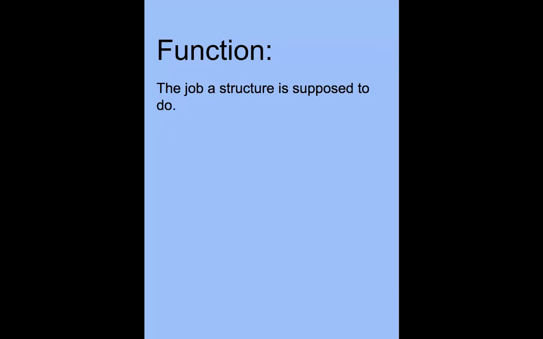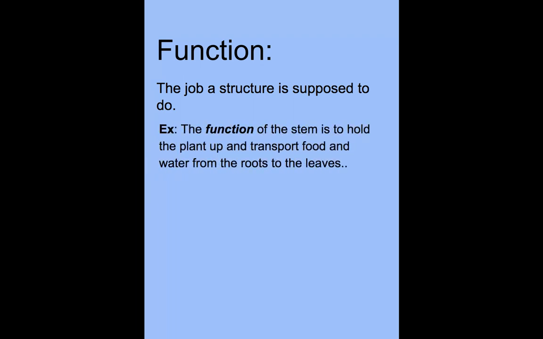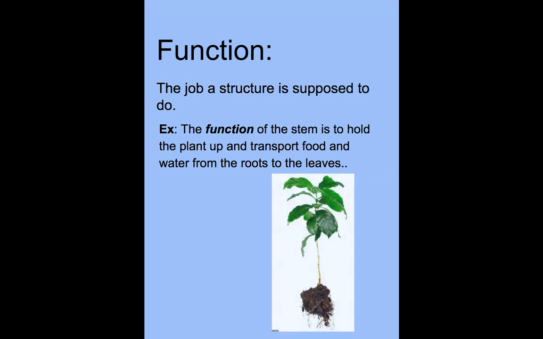Now the function. So the function is what the job of that structure is. So what the structure is supposed to do. So for an example, the function of the stem is to hold the plant up, and it also transports food and water from the roots to the leaves. It's kind of like a straw between the roots and the leaves, but it also holds the plant up. Think about a tree with no stem or no trunk. It would just be roots with leaves on top of the roots. It's what's in between.